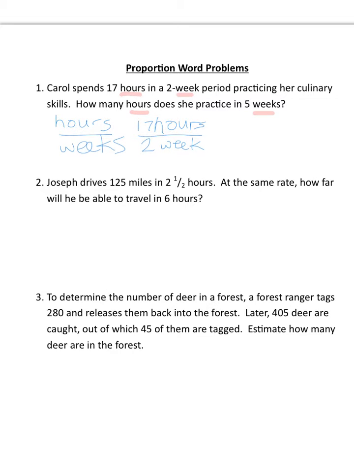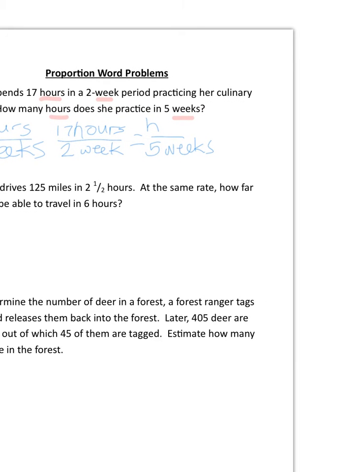Problem tells us that. How many hours? So that tells us the variable we're looking for. Does she practice in 5 weeks? So now that we have set up our proportion, we can go through and we can solve it the way that we solved the proportions from last night. 2 times h equals 17 times 5. 2h equals 85. H is going to equal 85 divided by 2.